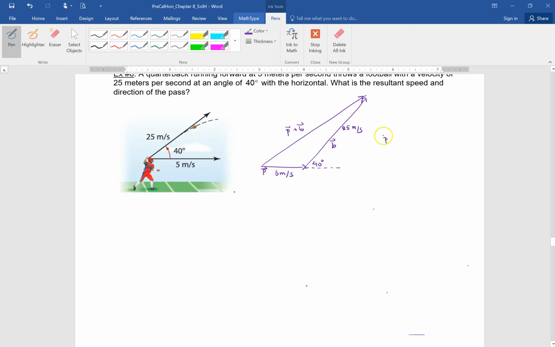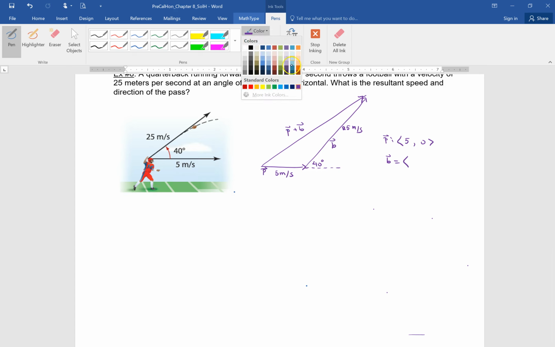Well, vector P is strictly horizontal. That means it doesn't have a vertical component. So its components are 5 in the positive x direction, comma 0 in the y direction. Okay? Now for B. B has to be resolved into components.